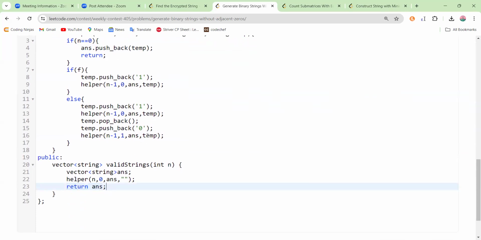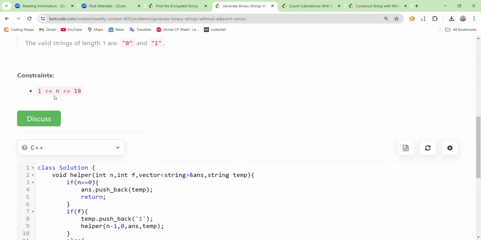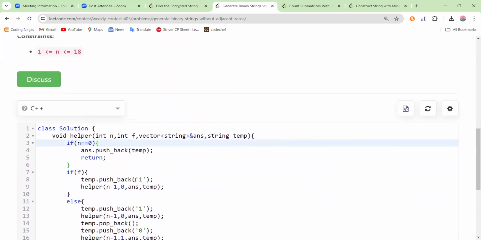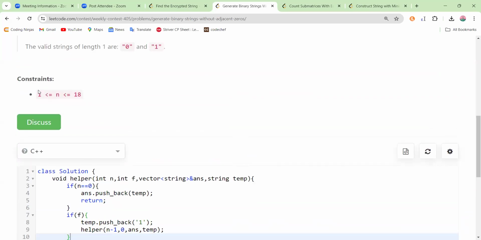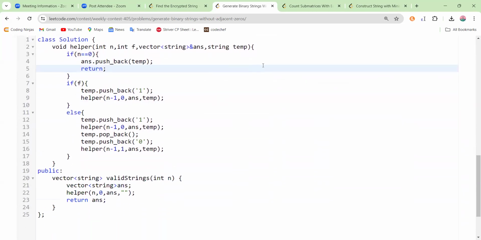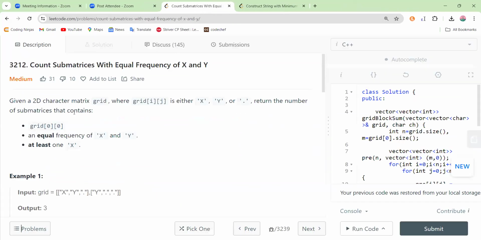It was pretty easy to understand and pretty easy to solve as well, by looking at the constraints, because at each step we had either one possible option or two possible options, isn't it? So in the worst case, the time complexity will go up to 2 power 18, and that will pass looking at the constraints, isn't it?